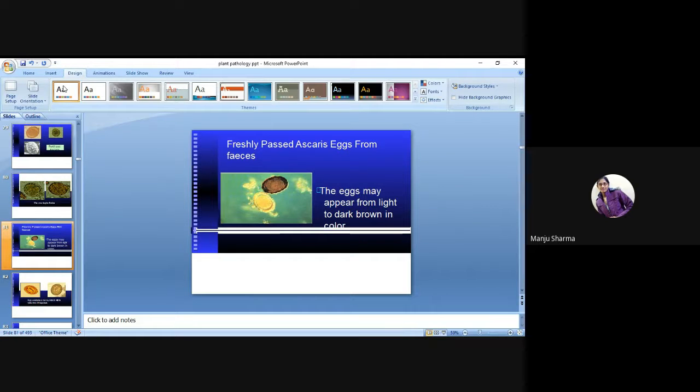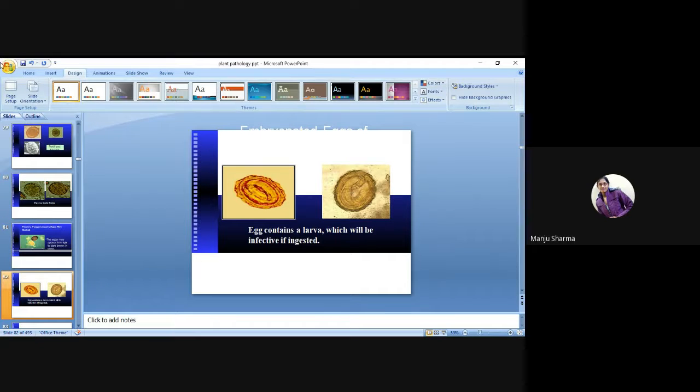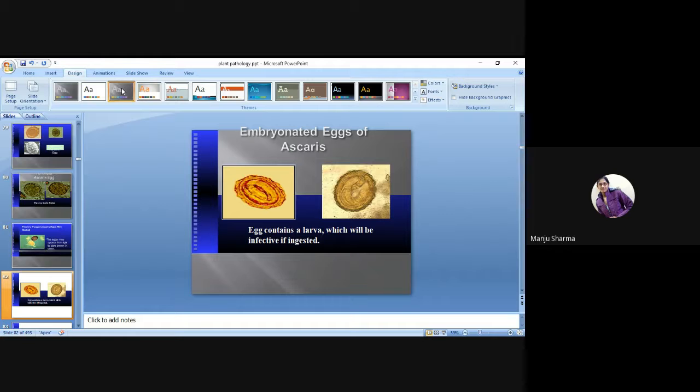So these are the freshly passed Ascaris eggs from feces. The eggs may appear from light to dark brown in color. That is the embryonated egg of Ascaris. The egg contains a larva which will be infective if ingested.